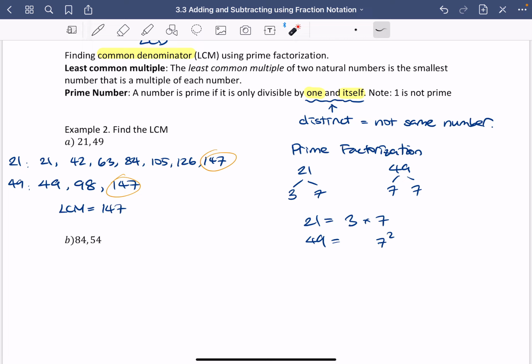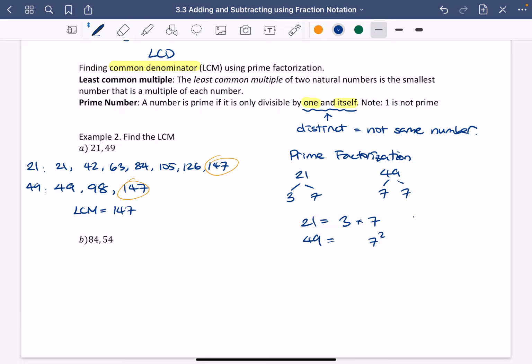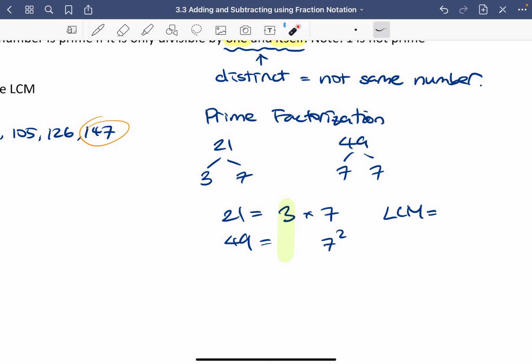Okay, so the LCM is equal to the product of each and every number, taking the greatest power of them. So if you look at the 3, we only have one 3 here, and because we need each and every number, we need 3, and that 3 is the greatest it can be. So 3 is just 3.